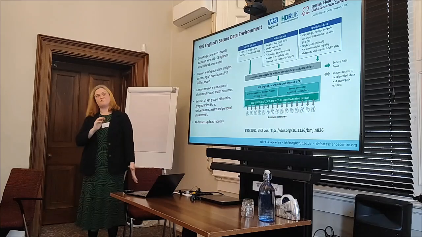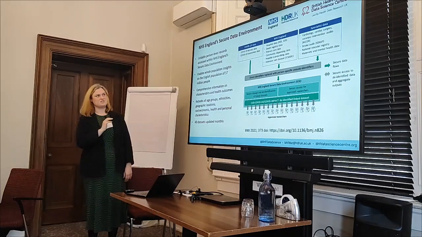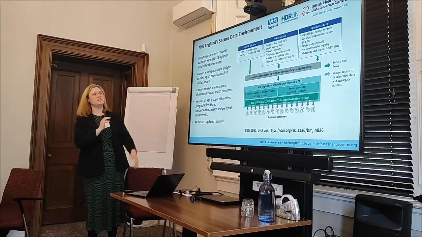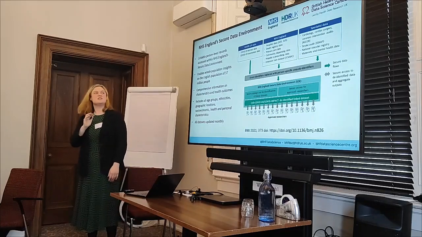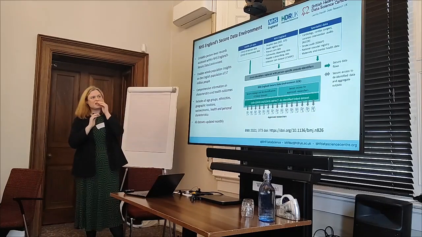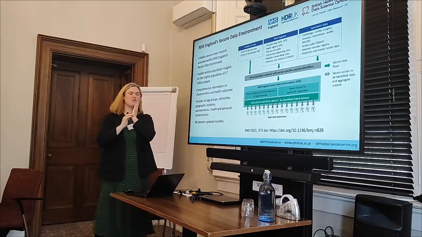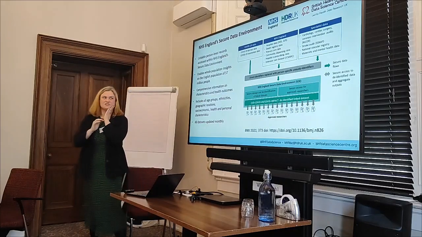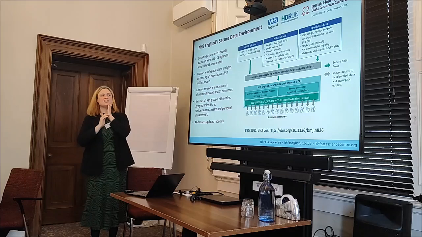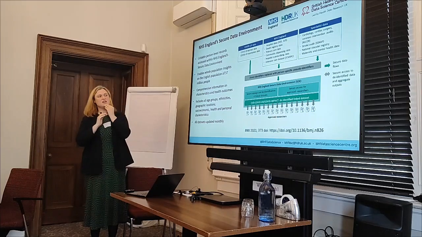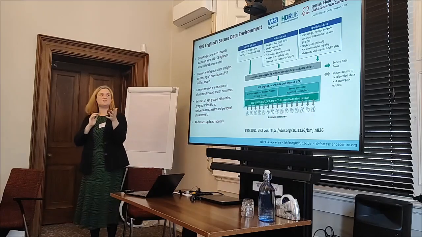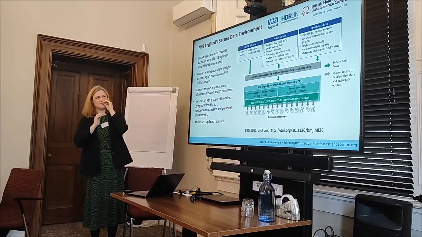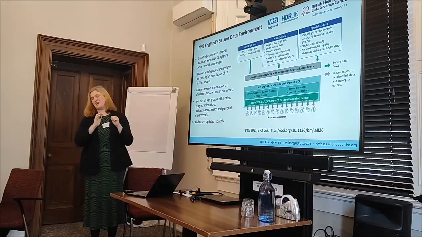NHS England's secure data environment was set up in 2021, sorry, by the British Heart Foundation's Data Science Centre. It has an extract of primary care data that was extracted under the legislation that came out during COVID, called the COPI notice, and it was subsequently linked to hospital episode statistics data, ONS data, and specific COVID-19 data assets.